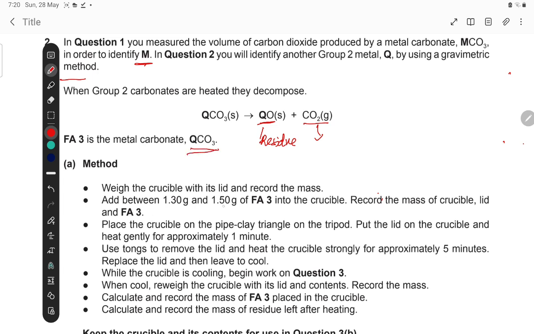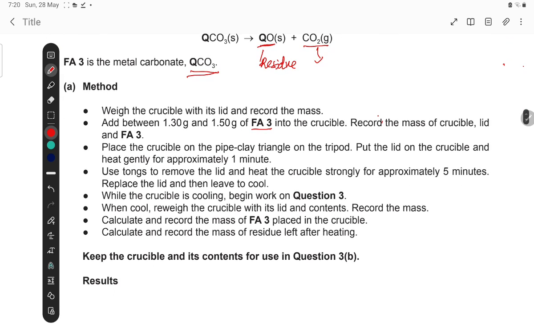Weigh the crucible with its lid and record the mass. Add between 1.30 gram and 1.50 gram of QCO3 into the crucible. Record the mass of crucible, lid and QCO3. Place the crucible on the pipe clay triangle on the tripod. This is the crucible and this is the lid.